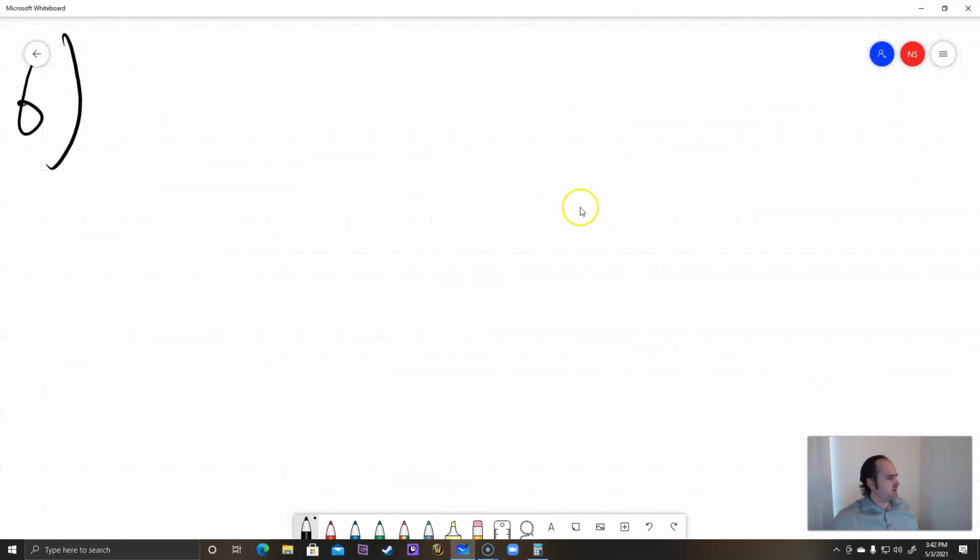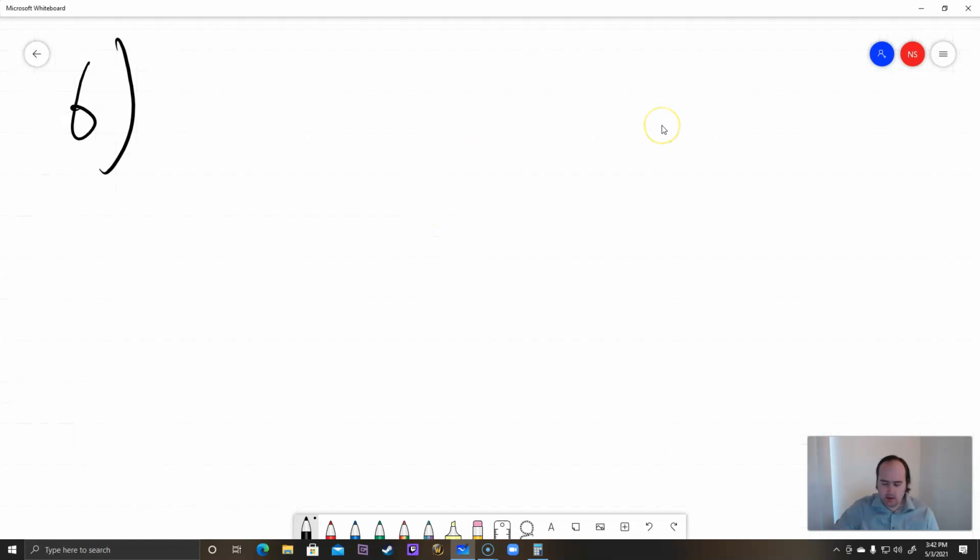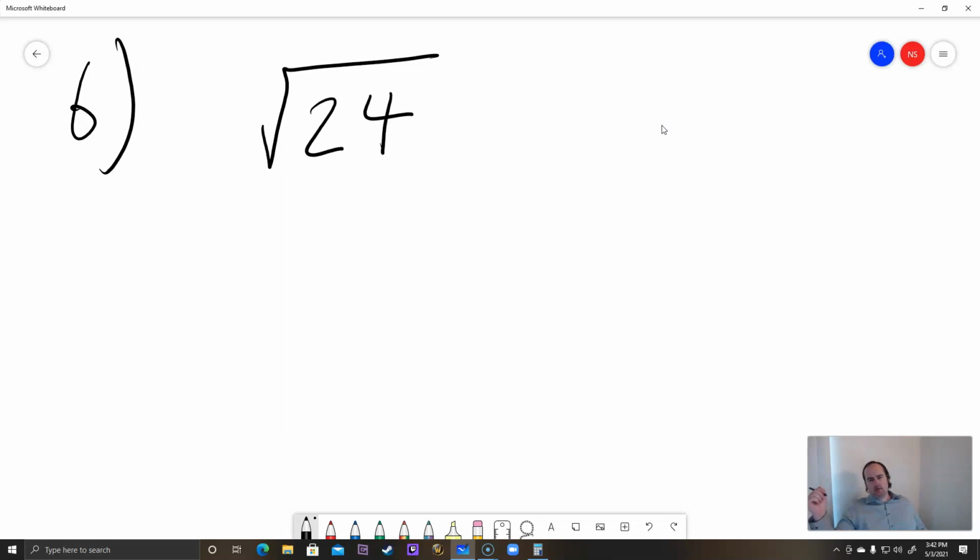Okay, so for example number 6, we have the square root of 24. Now you might be wondering, well, what on earth do I do here? This is a different type of problem from the earlier ones. We still want to simplify, but we're going to have to take a different approach here.